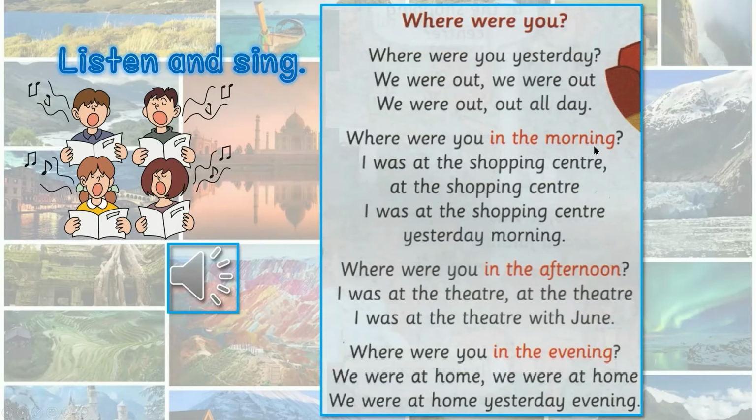Where were you in the morning? I was at the shopping center. At the shopping center. I was at the shopping center. Yesterday morning. Where were you in the afternoon? I was at the theater. I was at the theater with June. Where were you in the evening? We were at home. We were at home yesterday evening.